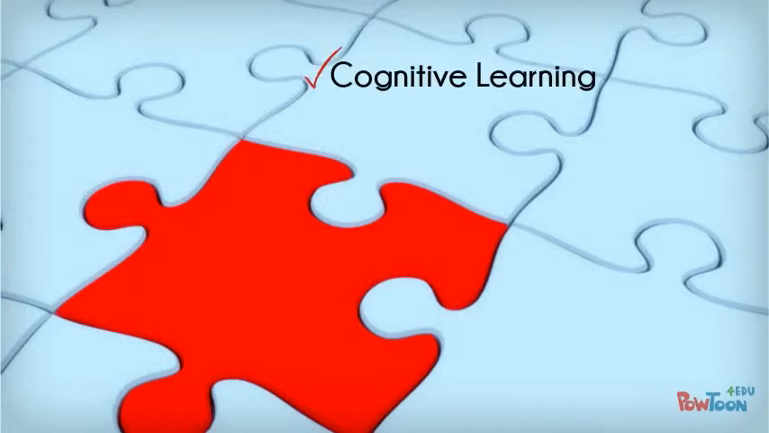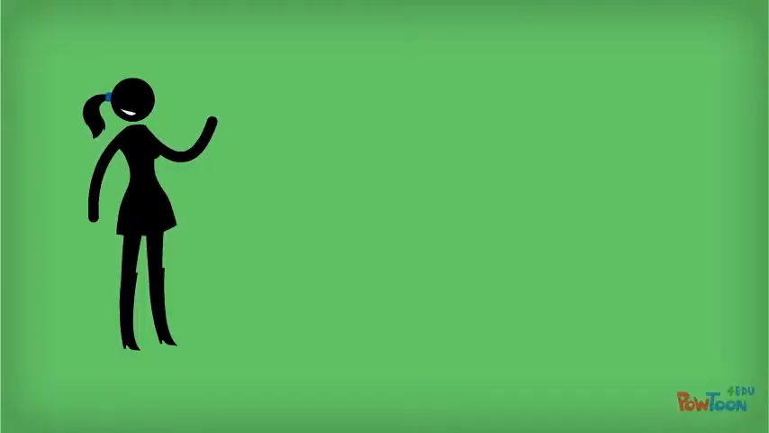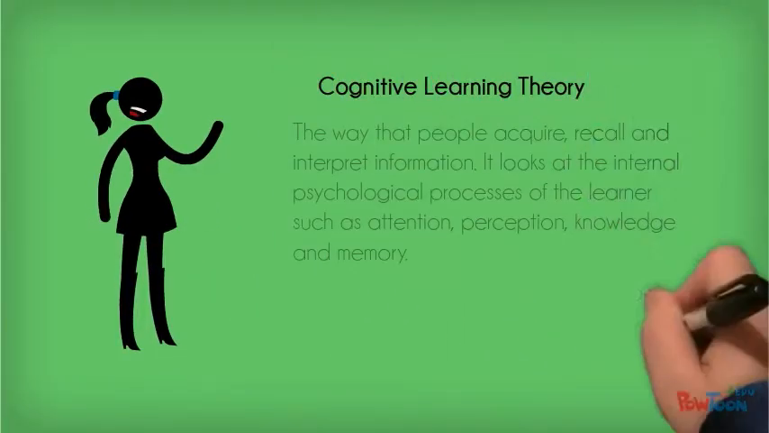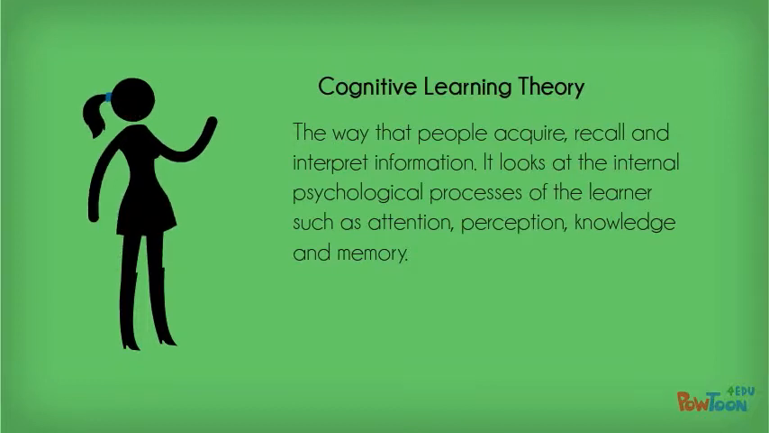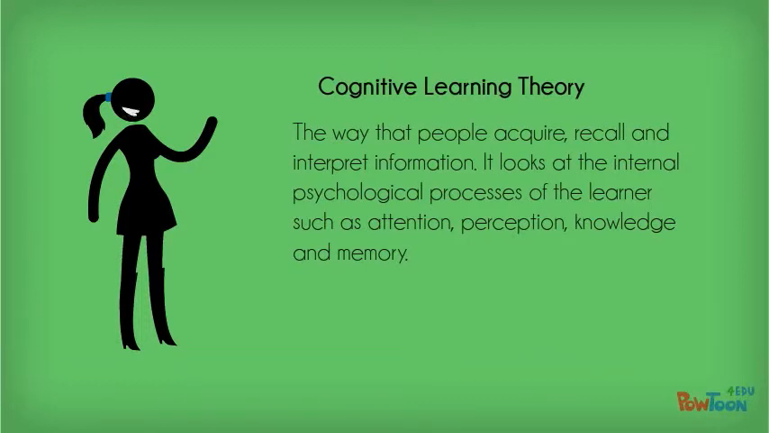The first two areas that we will address are cognitive learning and inquiry-based teaching. Cognitive learning theory is described as the way that people acquire, recall, and interpret information. It looks at the internal psychological processes of the learner, such as attention, perception, knowledge, and memory. These processes shape how students learn and form an understanding of the information that is presented to them.